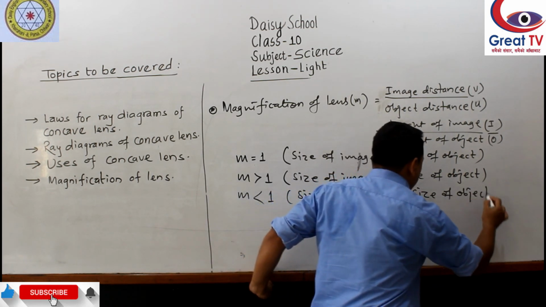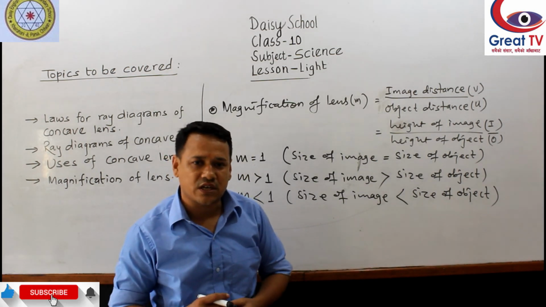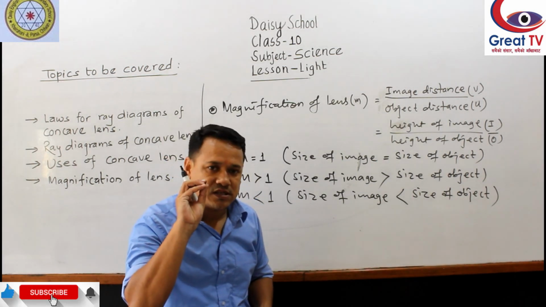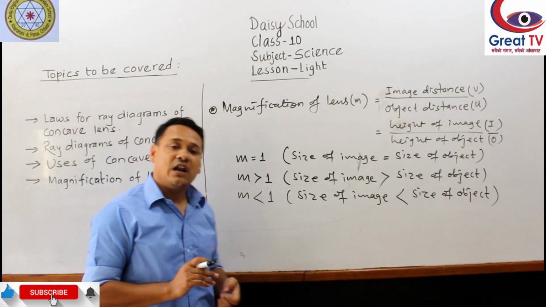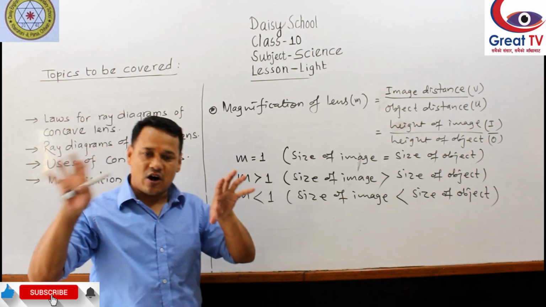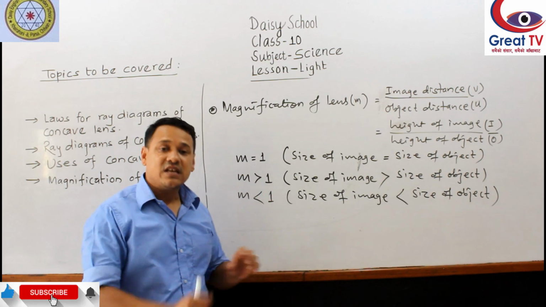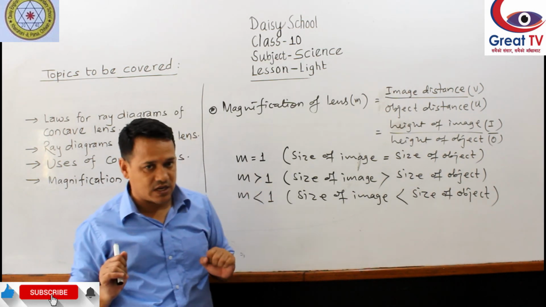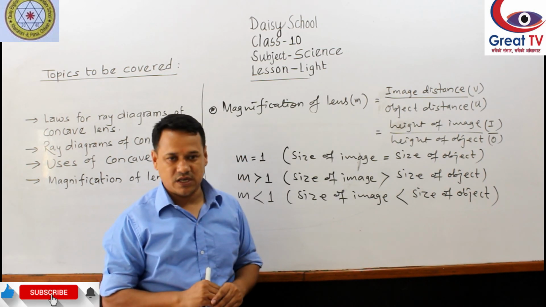Like in a concave lens also. In a concave lens, when you keep the object at any position, we find a small image. A small image means the magnification value will be less than 1. So remember, magnification 1 means object size and image size are equal. Magnification more than 1 means the image is bigger than the object. Magnification less than 1 means the image is smaller than the object.